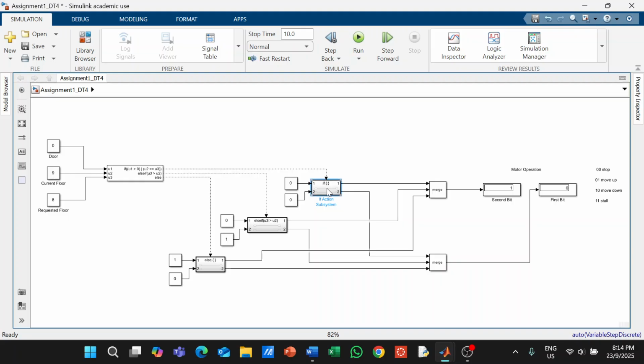So the if action subsystem will produce two outputs, which are the second bit and the first bit of the motor operation. By using the merge block, the two outputs of this if action subsystem will be combined and displayed here. So that's all for design task 4.